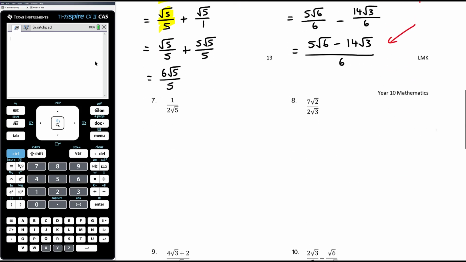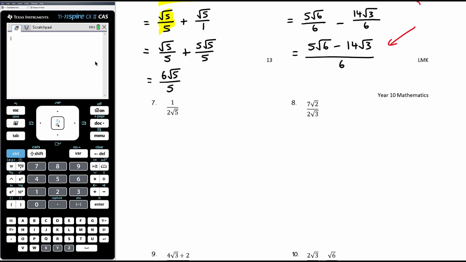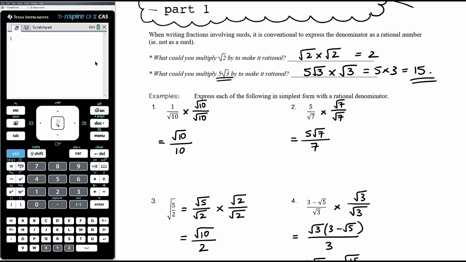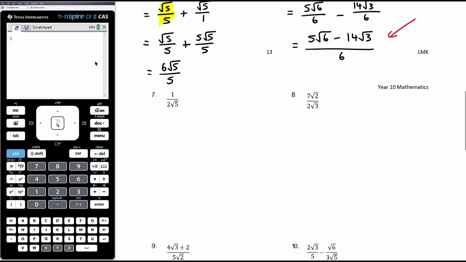Okay. All right, question 7. Let's get into those bit more complex denominators. So like this second example we talked about up here. So here we've got a denominator of 2 root 5. Now the temptation here, I don't want you to write this down. Let me show you what lots of students will do and what lots of you will do.